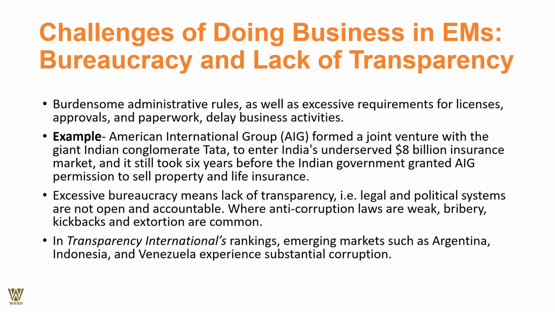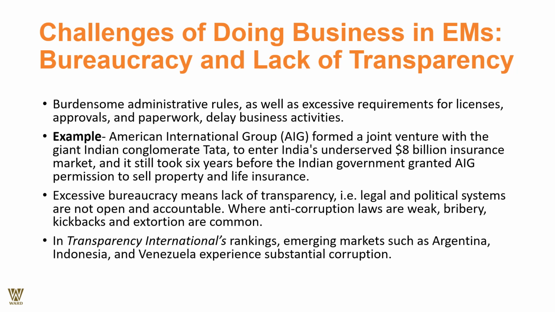We're talking about challenges, so we should be talking about transparency, or rather the lack of transparency. Burdensome administrative issues, as well as excessive requirements for licenses, paperwork, and approvals, actually make one desist from investing in a company. Example: American International Group, AIG, formed a joint venture with an Indian conglomerate called Tata to enter India's underserved 8 billion insurance market. And it still took approximately 6 years for the Indian government to grant AIG permission to sell property and life insurance.